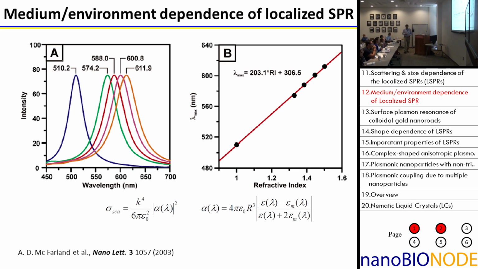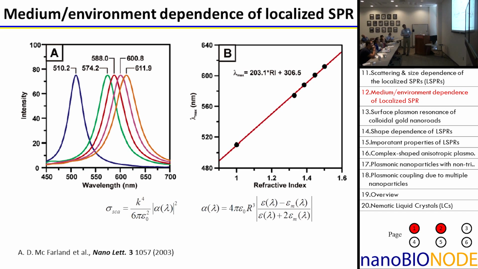Now, the surrounding medium also is affecting the SPR, or surface plasmon resonance, that you have. And so if you would have nanoparticles and disperse them in different types of media with different refractive indices, you could then see that this peak, the absorption maximum wavelengths, will shift depending on the refractive index of medium.